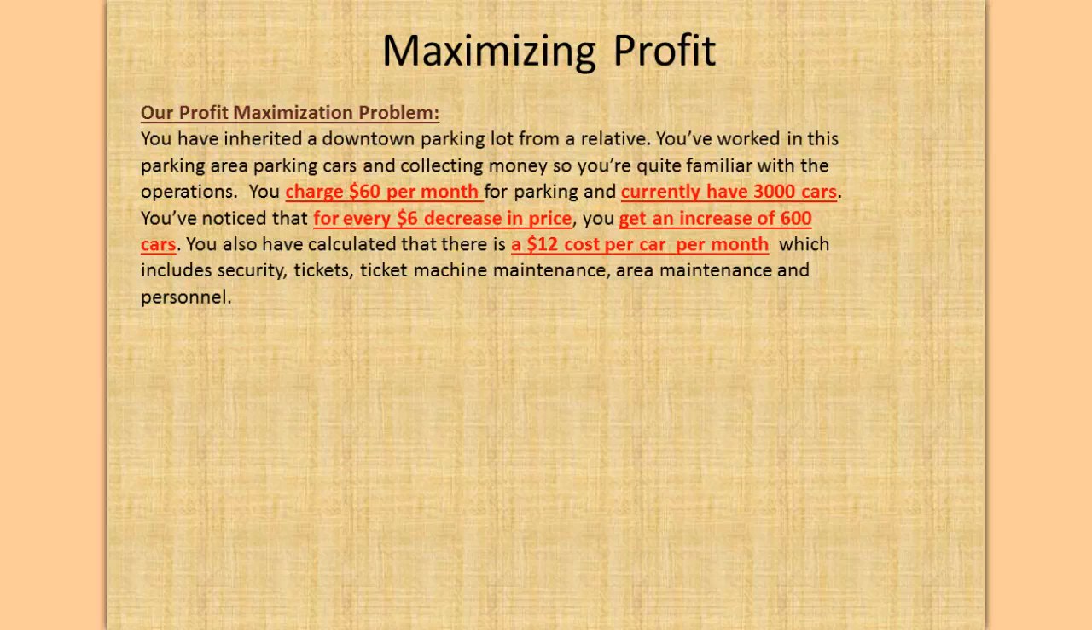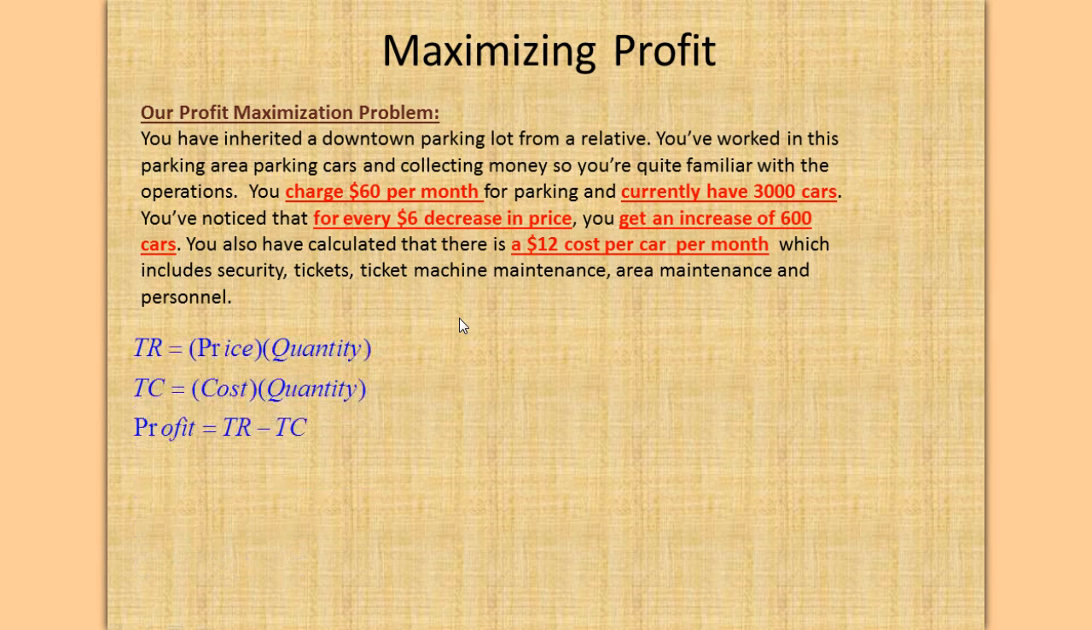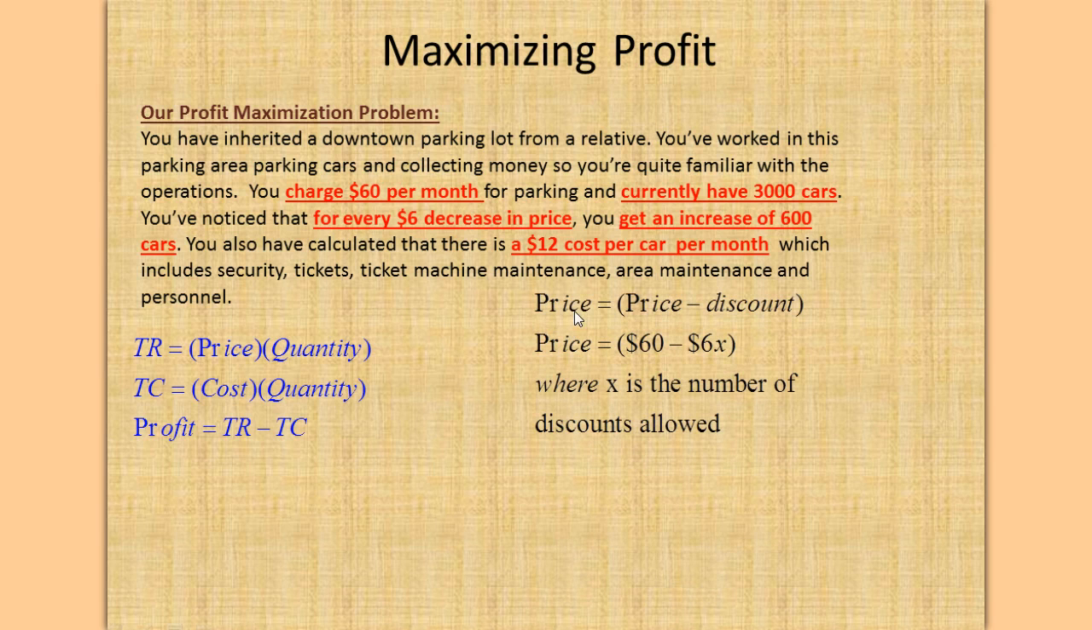Let's keep going. Okay, here's our problem again. And as we said before, total revenue, total cost, and profit. What is price? Well, here's price and total revenue. So price is equal to price minus discount. And in our problem, we said we charge $60 per month, so price equals 60. And our discount is a $6 decrease in price. But how many times are we going to do that? Well, I don't know how many times, so we want to maximize that. So we'll say we have a $6 decrease times x, where x is the number of discounts allowed.